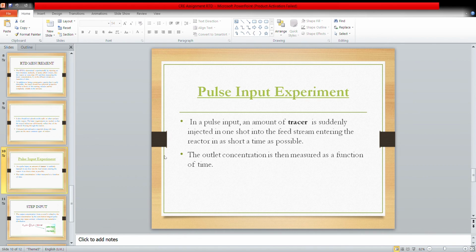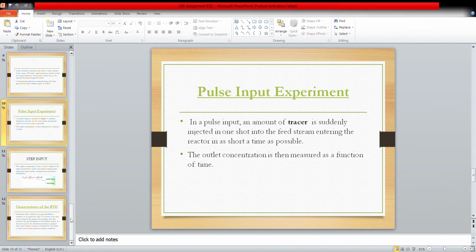Then the pulse input experiment. This pulse input experiment and step input experiment are the two types of experiment in order to find RTD. So in a pulse input, an amount of tracer is suddenly injected in one shot into the feed stream entering the reactor in as short a time as possible. So there is an impulse injection of an amount of tracer into the feed stream. The outlet concentration is then measured as a function of time.